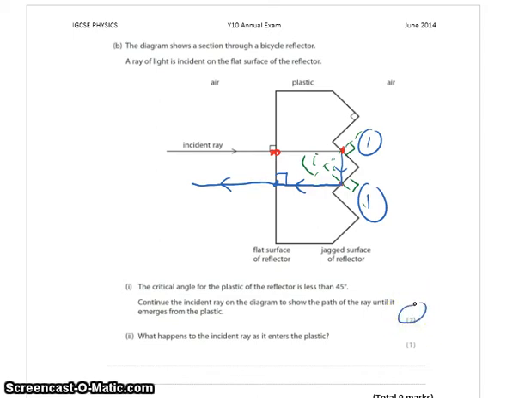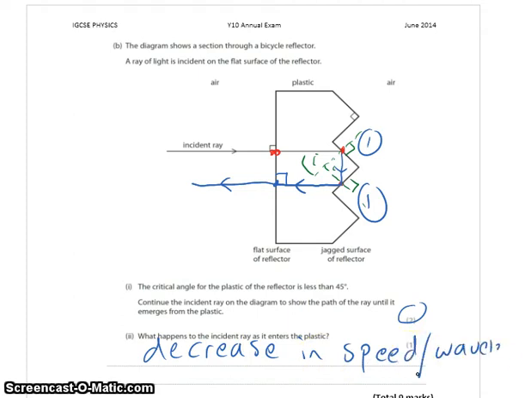What happens to the incident ray as it enters the plastic? Well, it's still going to be slowing down. Even though there's no bending of the light, okay, we're still going to get a decrease in speed. And that decrease in speed is also going to cause a decrease in wavelength, so either of those two. The frequency of the waves is going to remain unchanged though.